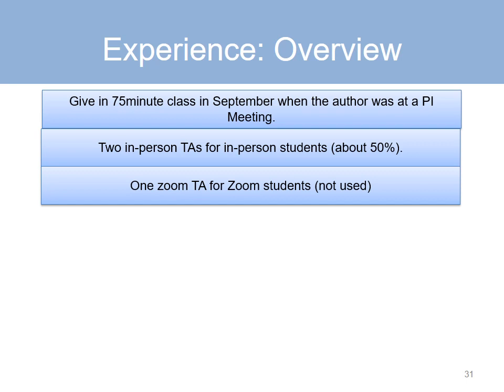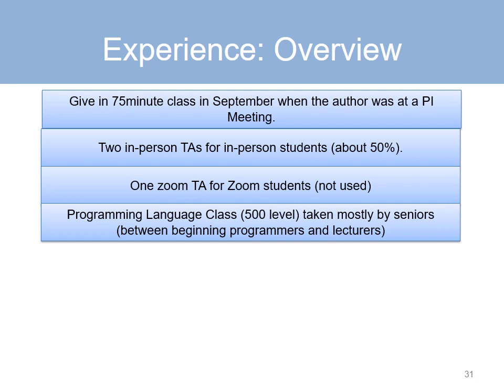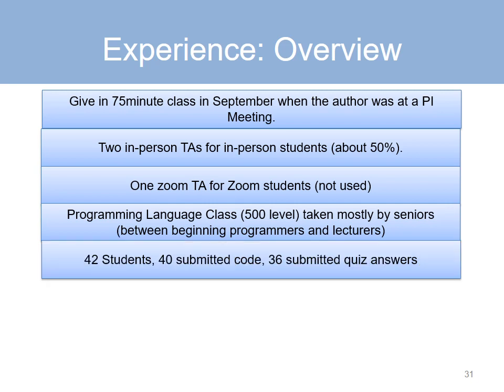There was also one TA for the Zoom students, and nobody used them, so it was very interesting to hear David Bundy's talk about virtual workshops. That may be a problem there. And this was a programming language class, which I teach, which doesn't include concurrency normally, but I thought I'd slip in concurrency this way. It's typically taken by seniors. This was the first time I was doing the experiment, so I didn't want to try with introductory students. They're in between introductory students and lecturers, so I thought that was a good example.